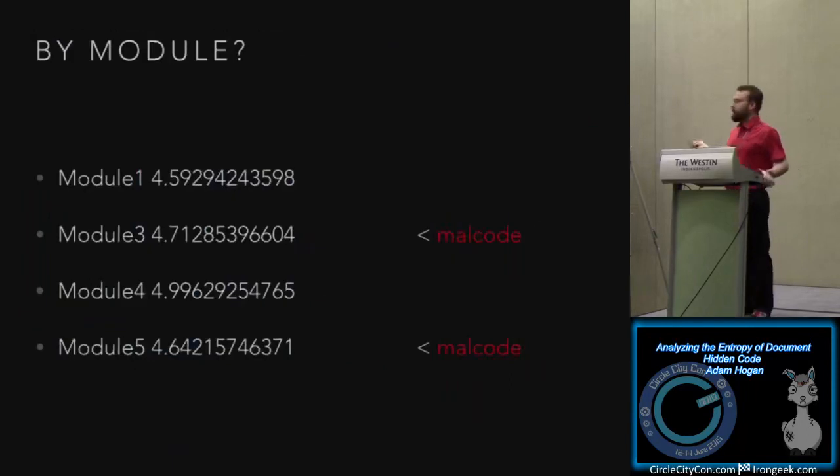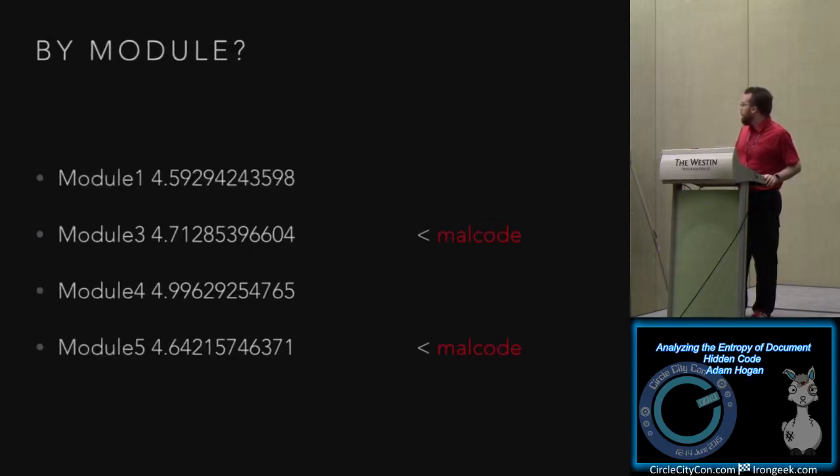And if you break out all the VBA code into the different files it's loaded in, which is fairly typical in VBA, you have different modules with different functions in them. I'll have those broken out. Here's the entropy of each one.